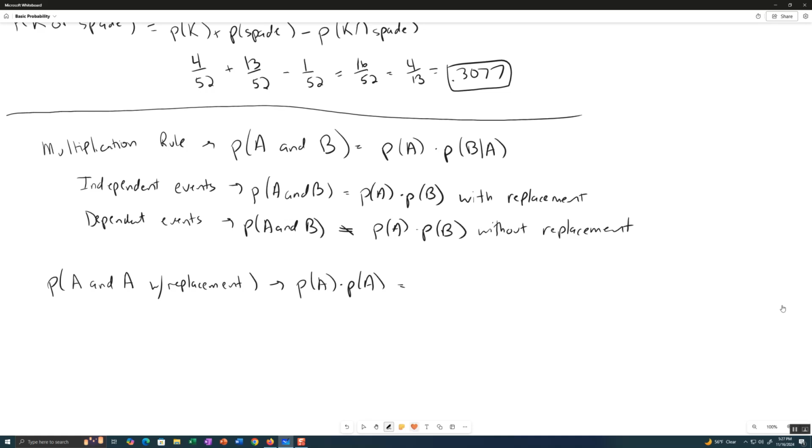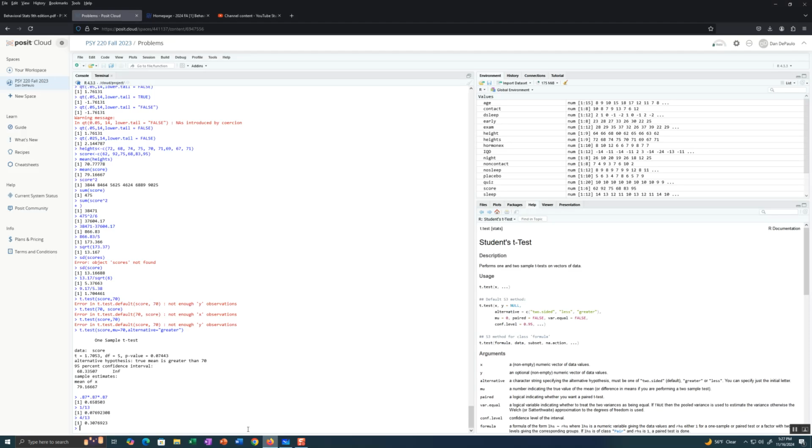is simply, let me get rid of this. Probability of an ace, there's 4 aces in the deck, right? So 1 out of 13. 4 aces and 52 cards is 1 over 13. And ace again. So if I replace this ace, I put it back, it's still going to be 1 over 13. Which is 1 over 169. Because the probability doesn't change because I replaced the ace.